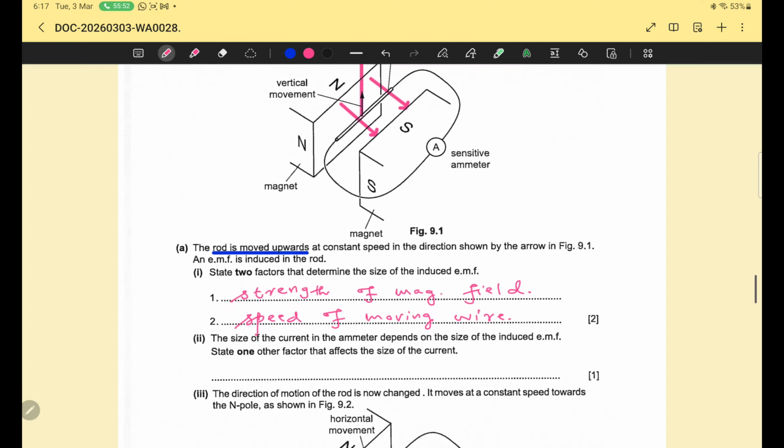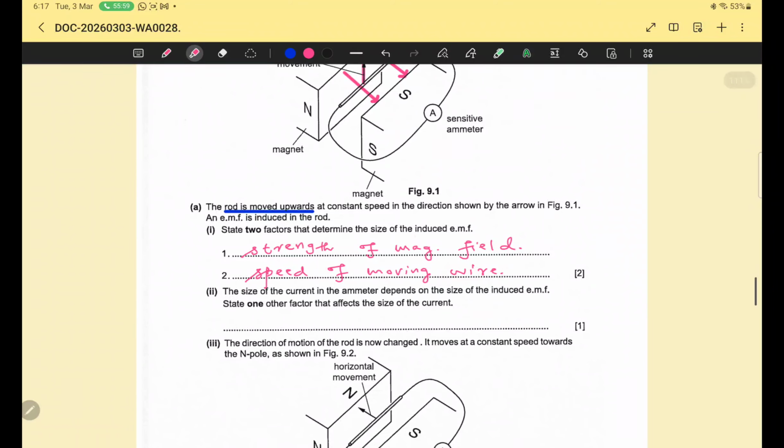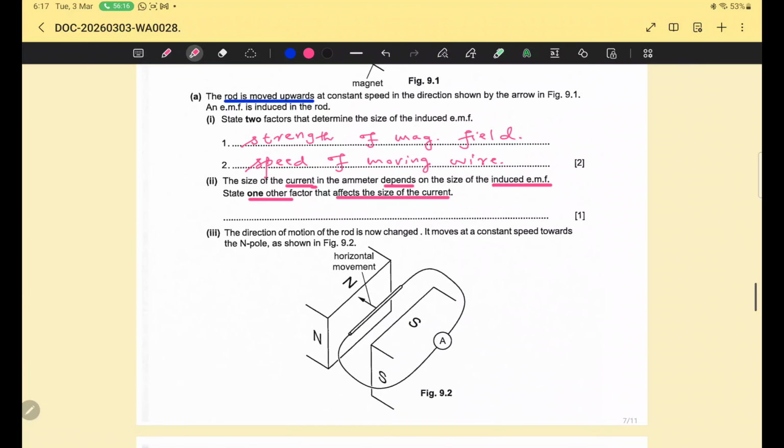And now they are asking: the size of the current in the ammeter depends upon the size of induced EMF. This question is very, very simple. Current depends upon induced EMF. State one other factor that affects the size of the current. Beta Pavitra, can you answer me? On what factors does current depend? In current electricity, you have studied.